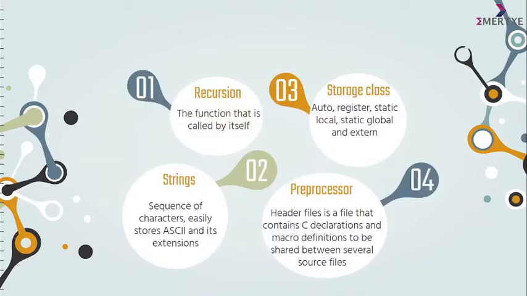Other types of C programming are recursion. Recursion is a function that's called by itself. Strings are a sequence of characters, easily storing ASCII and its extensions. Storage classes are auto, register, static local, static global, and extern. Preprocessor header files: a header file contains C declarations and macro definitions to be shared between several source files.